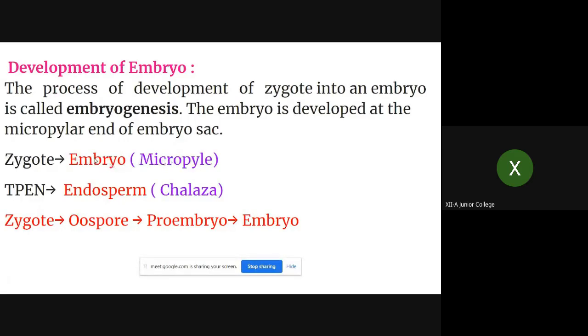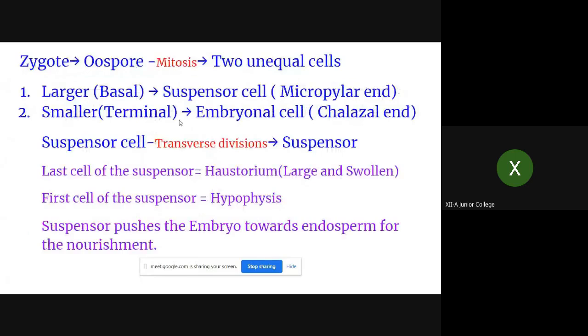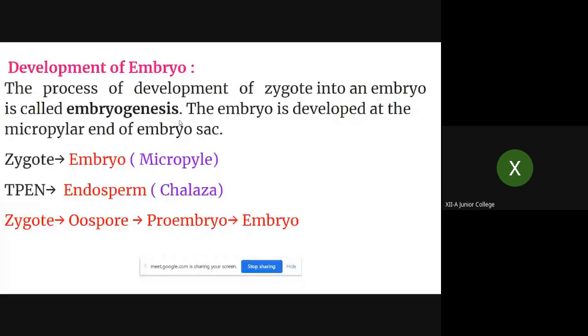The zygote, which is the result of first fertilization, gets converted into the embryo, and that development is called embryogenesis. Genesis means synthesis, that is formation. So how is this embryo formed? From the zygote. And what is the zygote? It is the result of first fertilization, that means fusion of one male gamete and the egg cell. Where is it present? In the embryo sac towards the micropylar end.